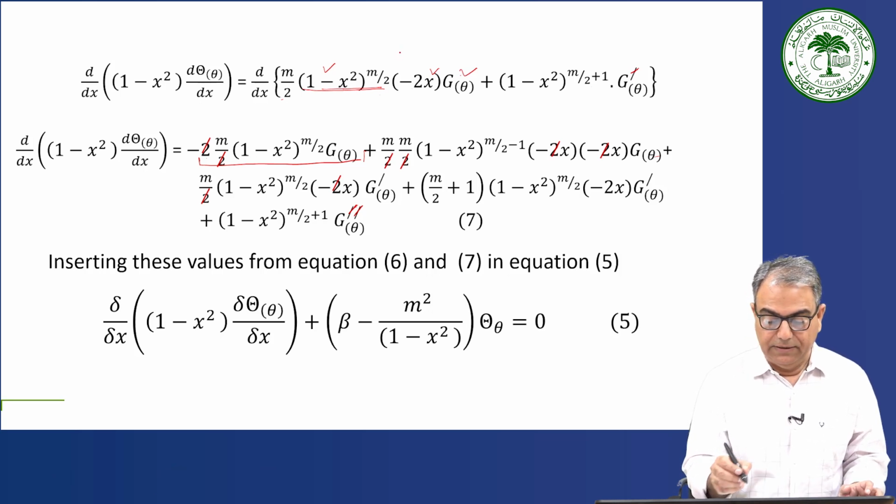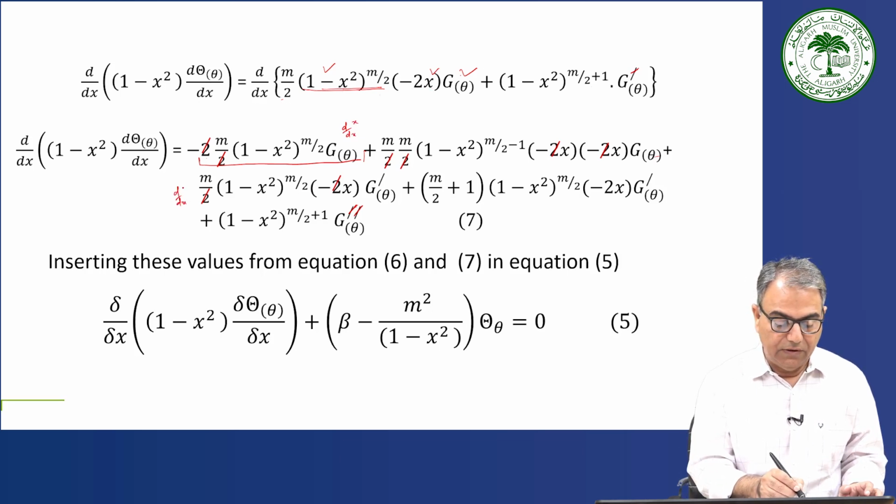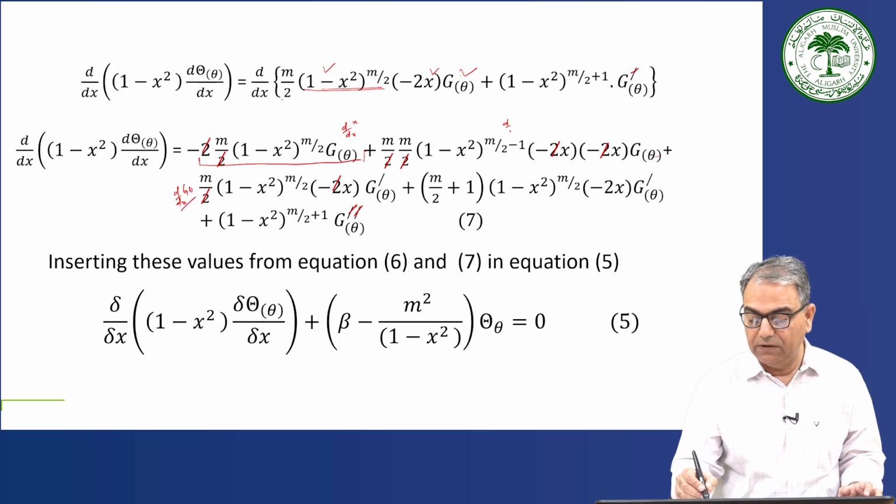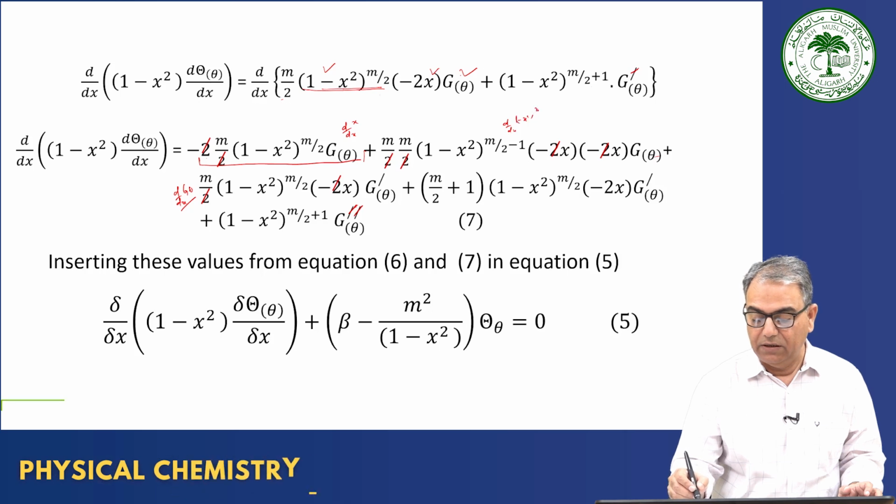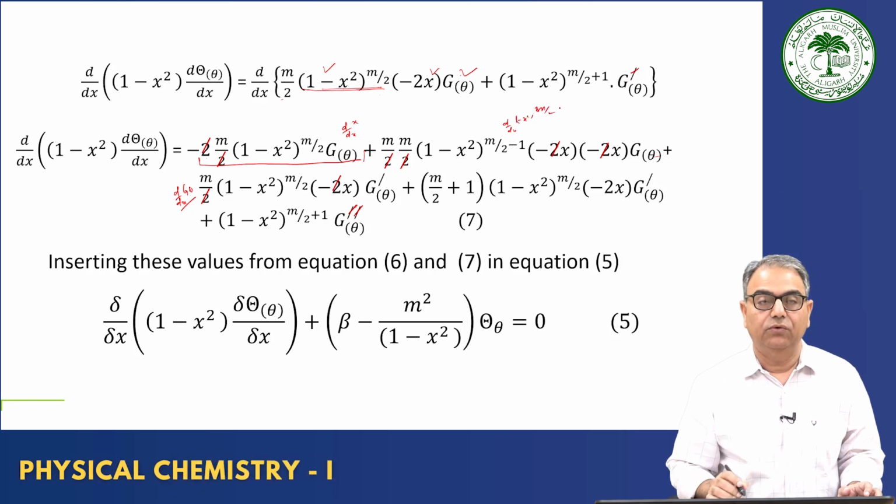differentiation of, let me write it. I hope you will not have any issue. This was d/dx of x, this is d/dx of g theta, and this is d/dx of (1 minus x square) to the power m by 2. Okay. So we have these differentiations, and finally you get these equations.